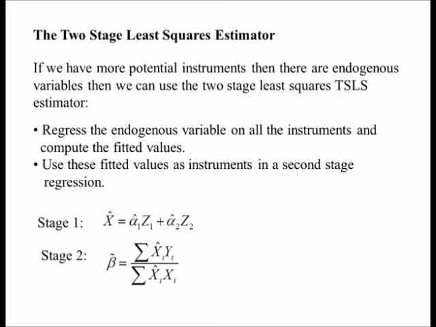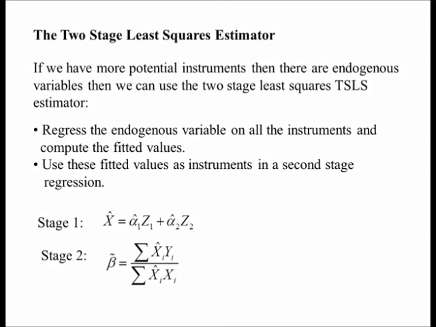But it does raise a complication when we have more than one potential instrument. Which instrument do we choose? Well, the answer is we use a combination of them. If we have more potential instruments than there are endogenous variables, then we do the following.